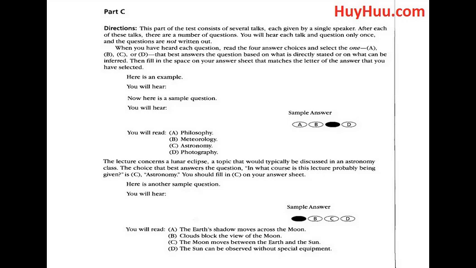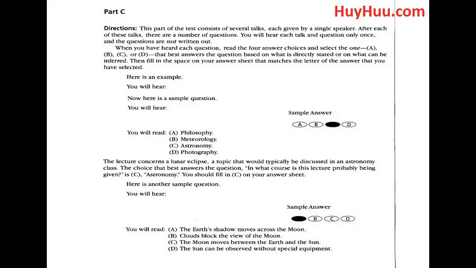tape. Part C. Directions. This part of the test consists of several talks, each given by a single speaker. After each of these talks, there are a number of questions. You will hear each talk and question only once, and the questions are not written out. When you have heard each question, read the 4 answer choices and select the one, A, B, C, or D, that best answers the question based on what is directly stated or on what can be inferred. Then fill in the space on your answer sheet that matches the letter of the answer that you have selected.